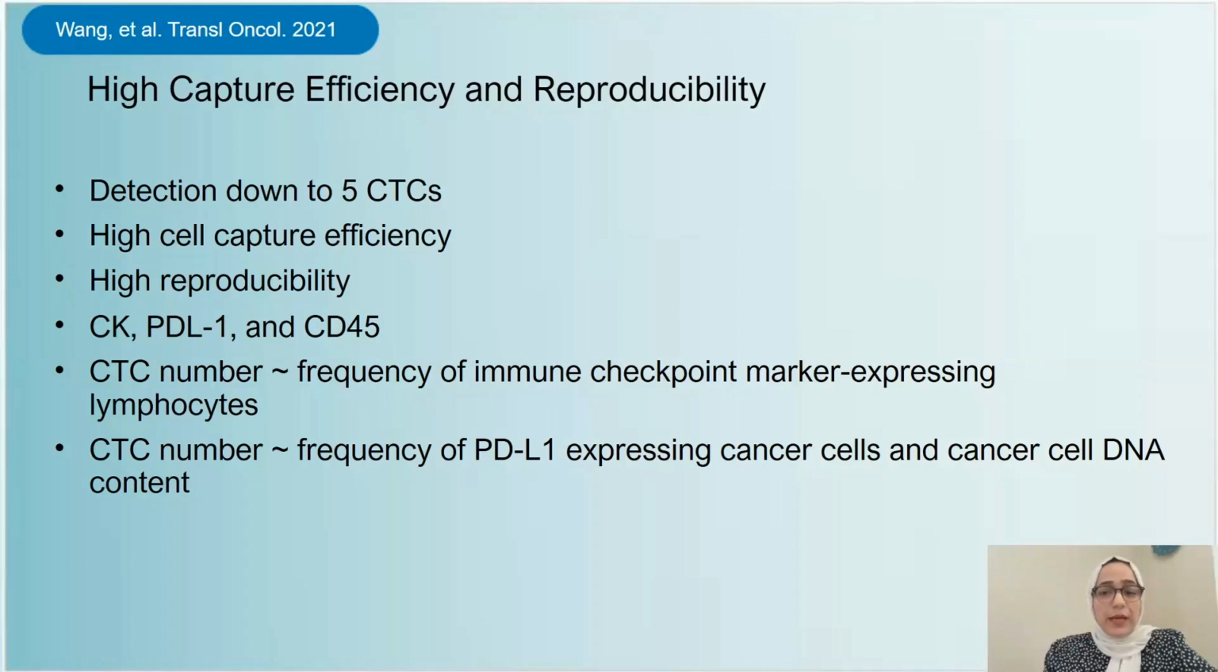Furthermore, this group analyzed 10 non-small cell lung cancer patient tissue samples with paired blood samples for CTC enumeration, and they found a strong correlation between CTC numbers and the frequency of immune checkpoint marker expressing lymphocytes, as well as a strong correlation between CTC numbers and the frequency of PD-L1 expressing cancer cells and cancer cell DNA content.